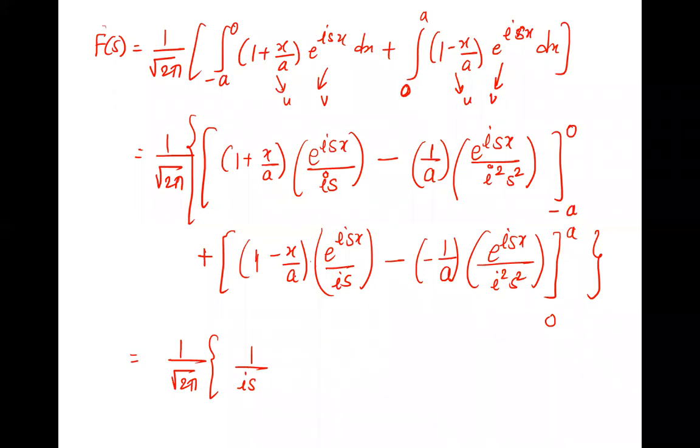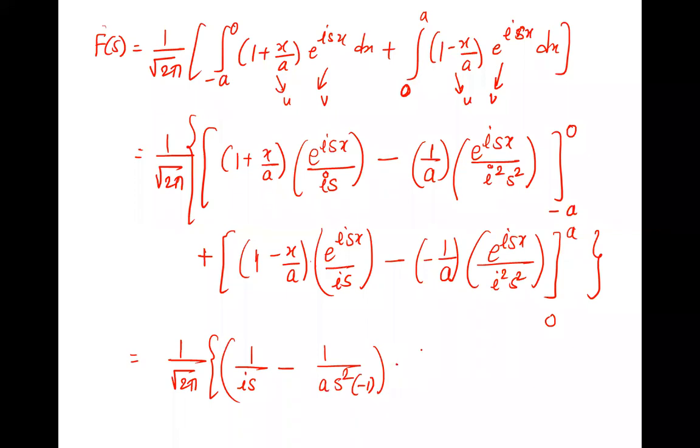Check once. This is 0, so 0. e raised to 0 is 1. So it is 1 into, right. Now if it is 0 here, e raised to 0, 1 upon, so minus is there, 1 upon a into s square into i square. What is i square? Minus 1. Please remember the value of i square is minus 1.